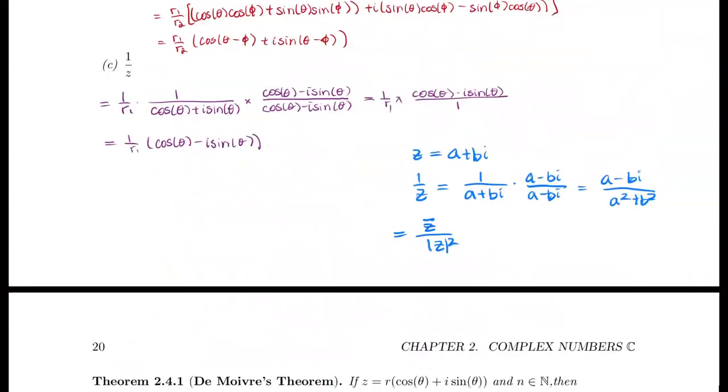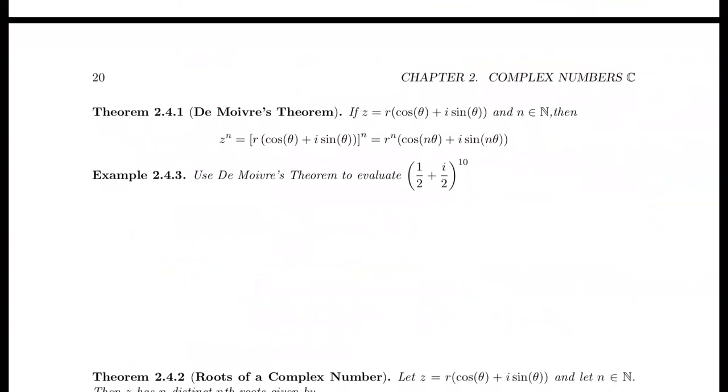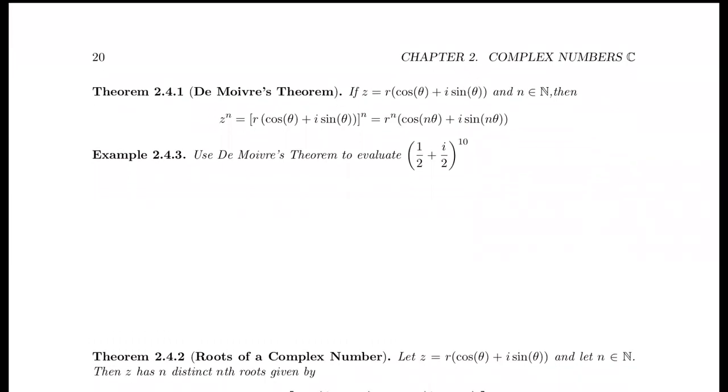All right. So let's have a look at an example. So we want to use de Moivre's theorem to evaluate (1/2 plus i over 2) to the power of 10. So 10 is actually going to take a long time to evaluate by hand. So the shortcut way to evaluate this is by using de Moivre's theorem. Okay, so the first thing is we need to find what r is, and we need to know what theta is.